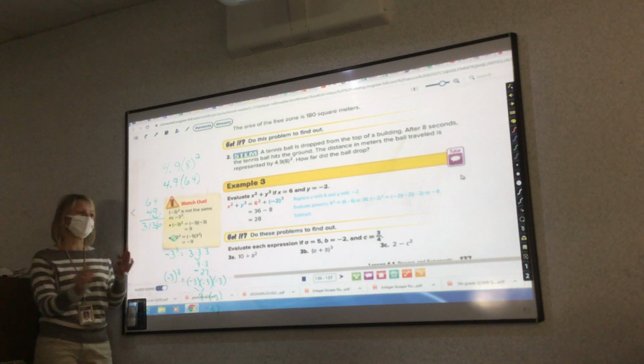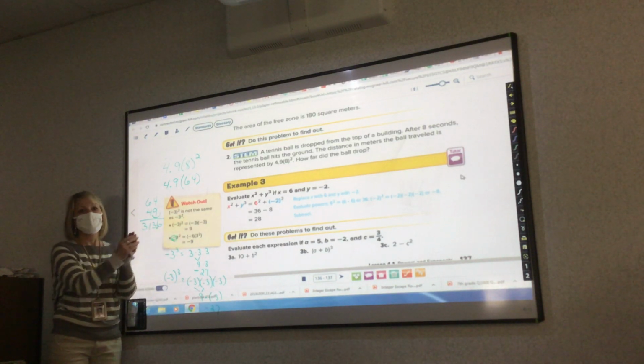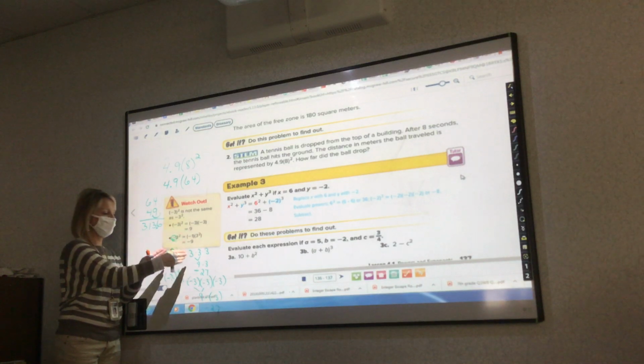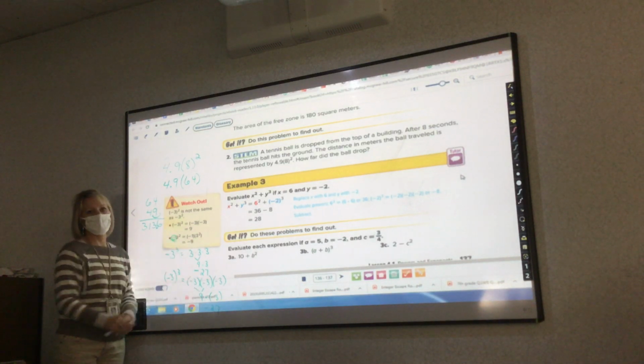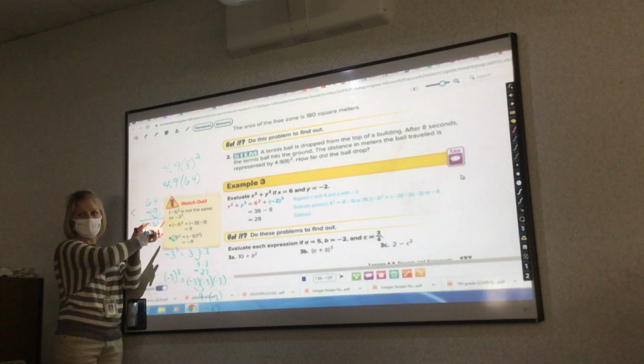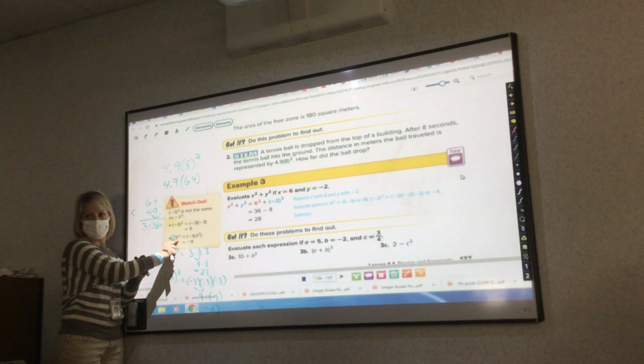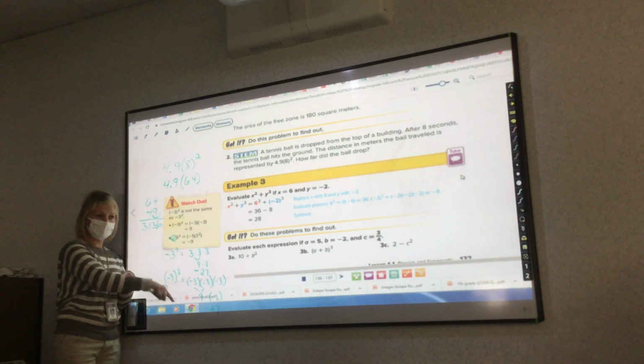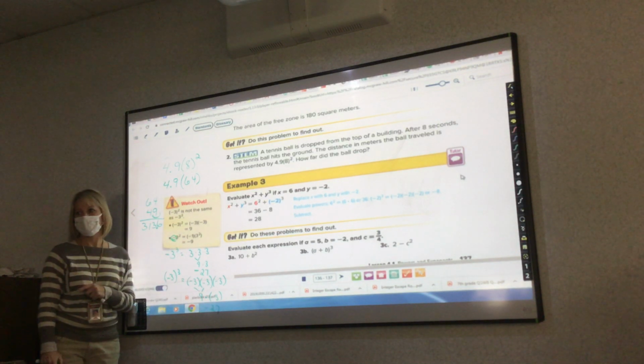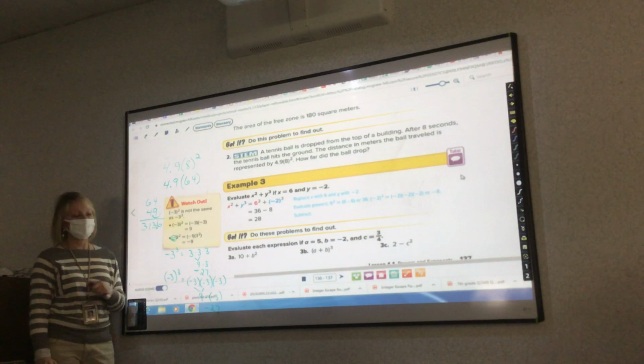But what you have to watch out for are those parentheses. If the parentheses are there, you're going to multiply it with the negative each time. If the parentheses are not there, you're going to just do the base times the exponent and then bring your negative down later. Any questions on that?